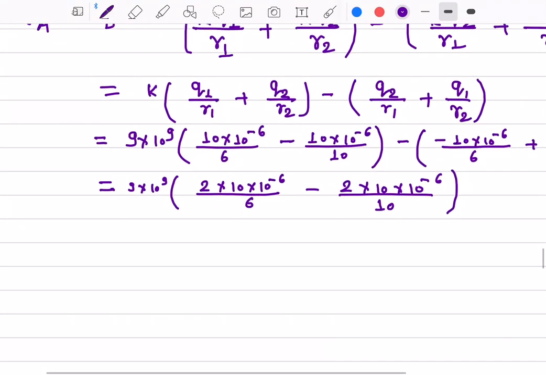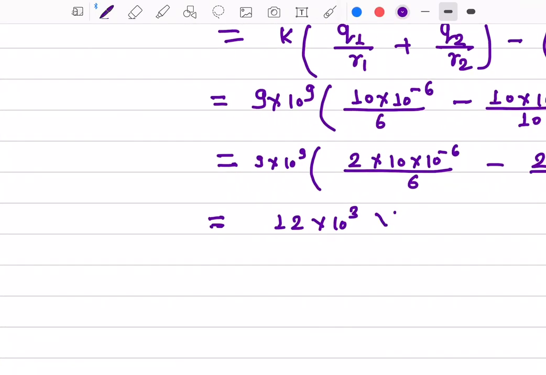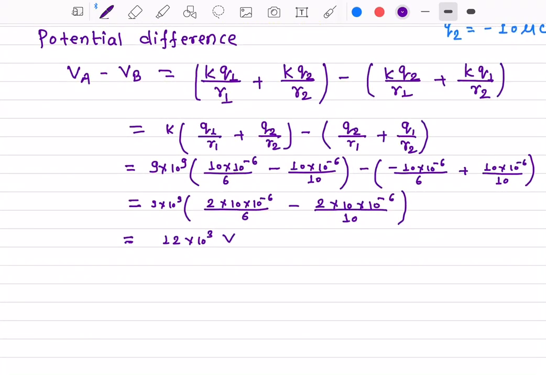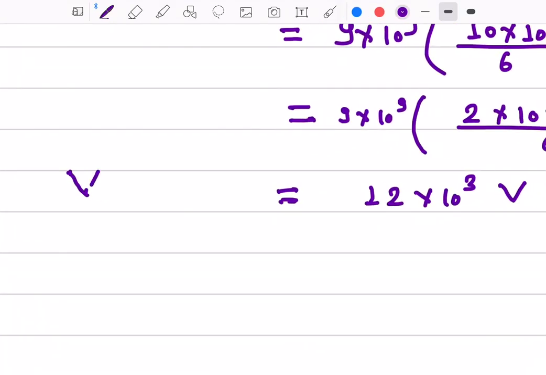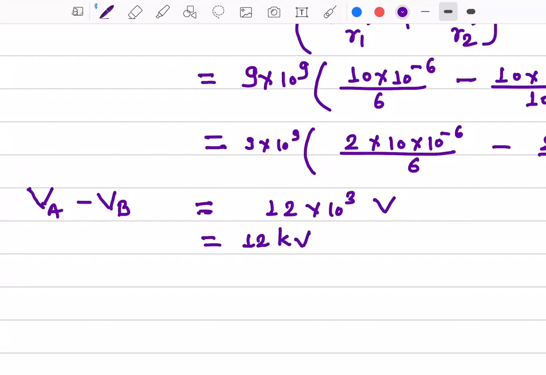Now if you simplify this, the number you'll get is 12 times 10 to the 3, and this is the potential, so the unit is volt. So this is the answer. VA minus VB is 12 times 10 to the 3 volt, or we can simply call it 12 kilovolt.